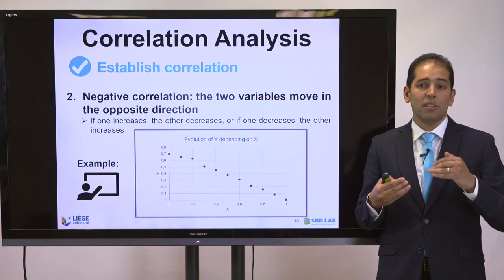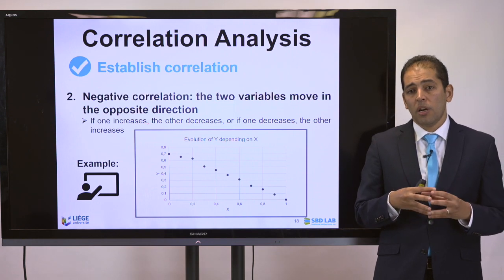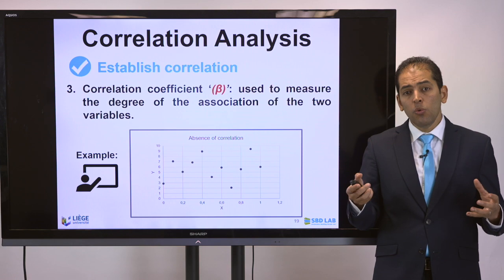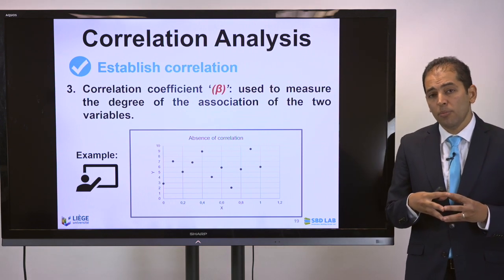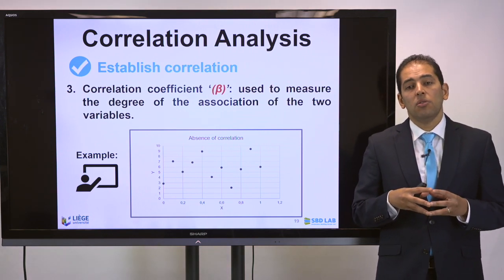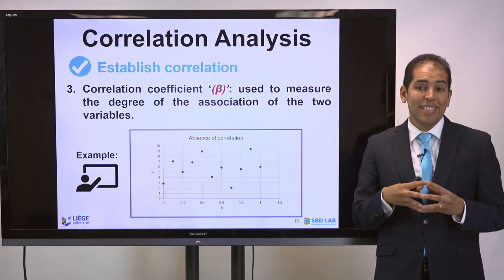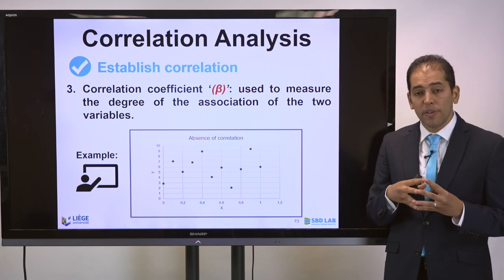While we can have a negative correlation the other way around, the two variables move in the opposite direction. We can also have something very important to know and learn about, which is the correlation coefficient, the beta, which is used to measure the degree of the association of the two variables.